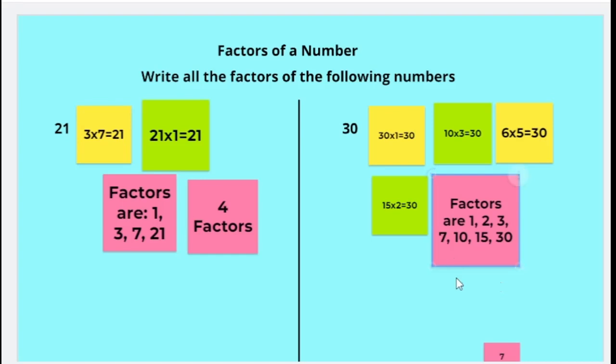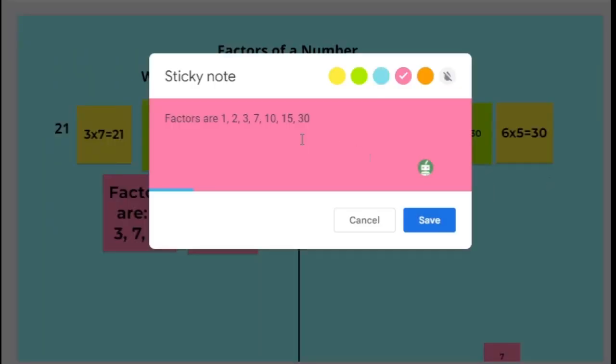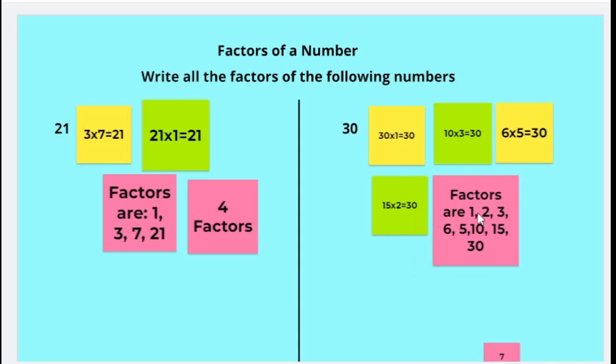These are the factors of 30: 1, 2, 3, 6, 5, 15, 10, and also 30. So let's count how many factors 30 has.